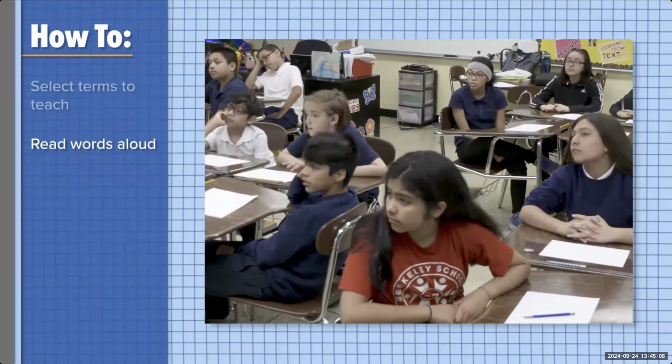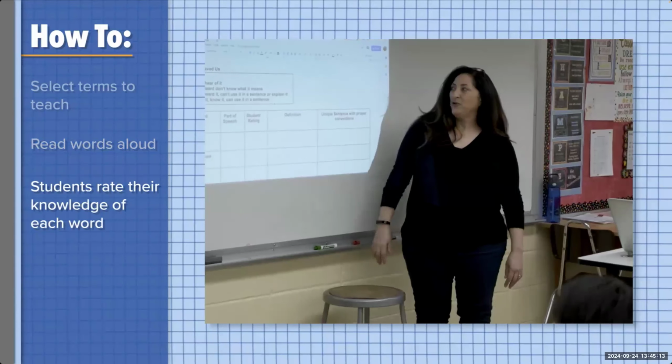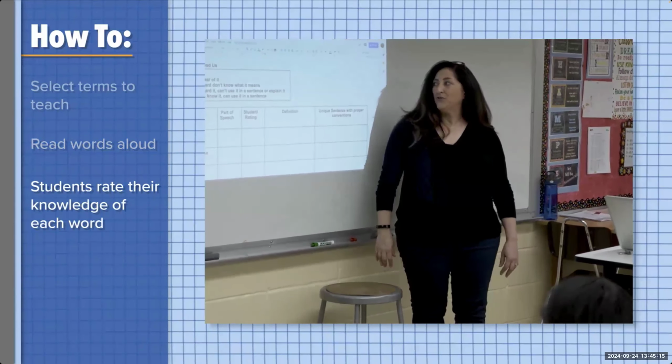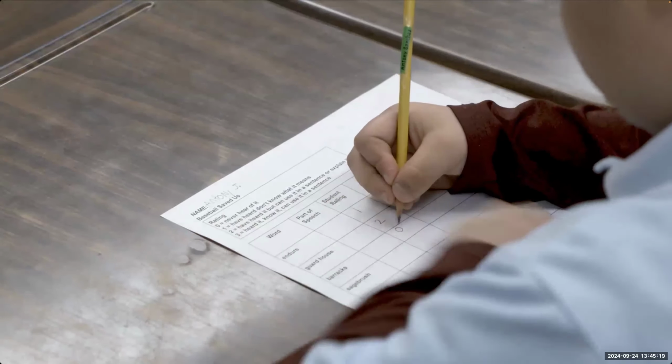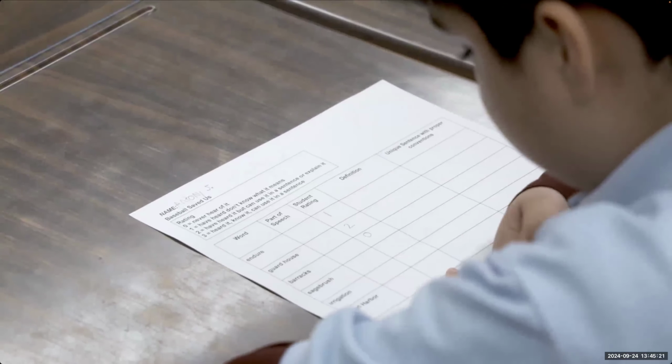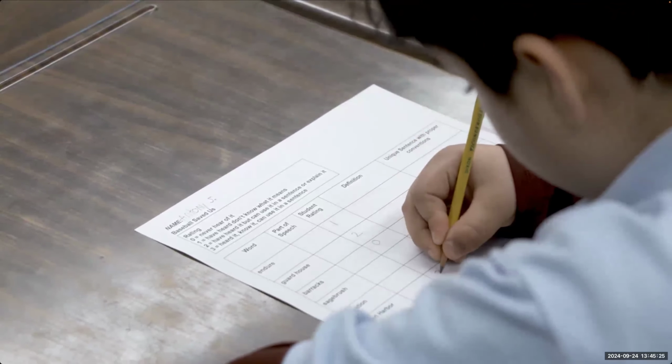We're going to look at our words and we're going to rate them by what we know. 0 if you've never heard it. 1 if you've heard it but you don't know what it means. 2 if you've heard it but you can't use it in a sentence or explain it. And a 3 if you have heard it, you know it, and you can use it in a sentence.